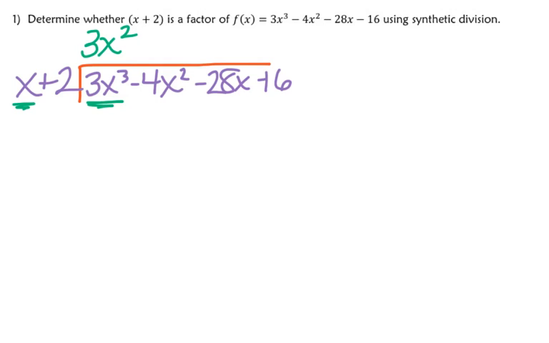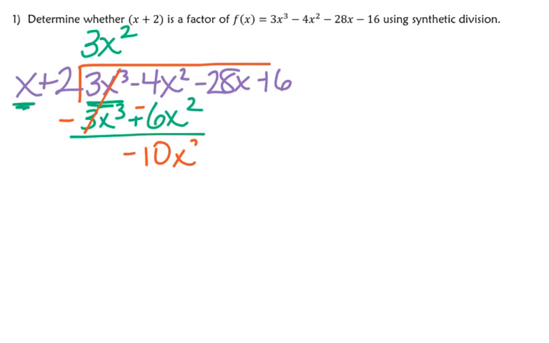So then I multiply down. 3x squared times x is 3x cubed, and 3x squared times 2 is 6x squared. And then in long division, I'm subtracting. So that's going to become a minus, that's going to become a minus. Those will cancel, and I will get negative 10x squared, and then the rest comes down.